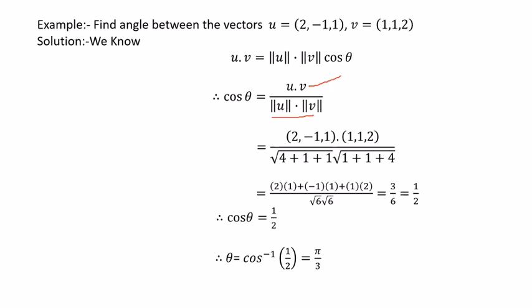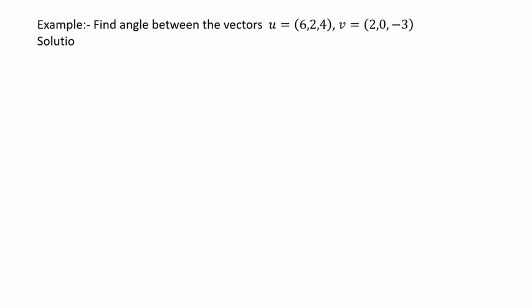As you are already familiar with u dot v, norm u, and norm v, this type of problem is very simple. So let us solve one more example of the same. Two vectors are given and we are trying to find theta between them. So what are these two vectors? Here u equal to (6, 2, 4) and v is equal to (2, 0, -3).